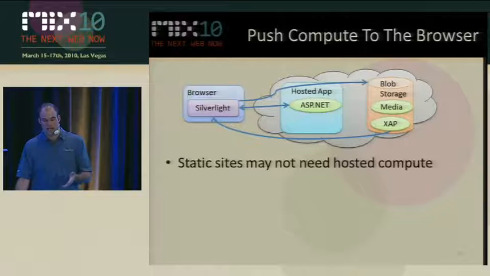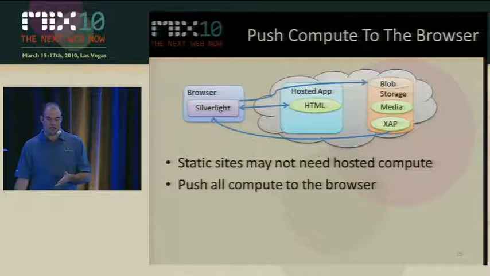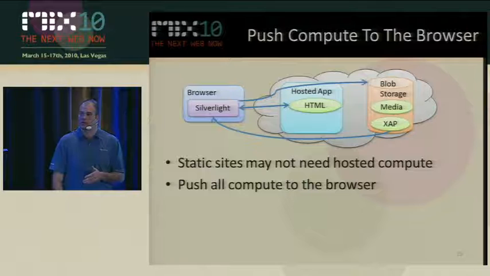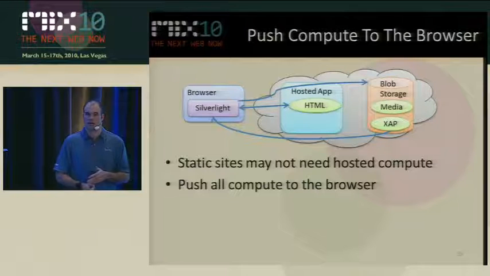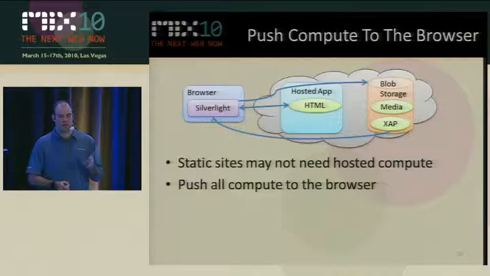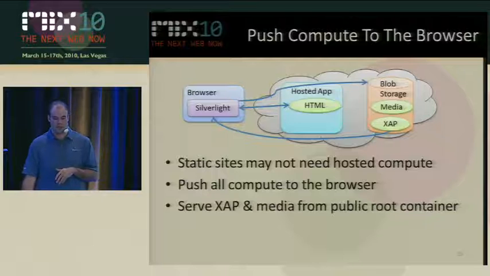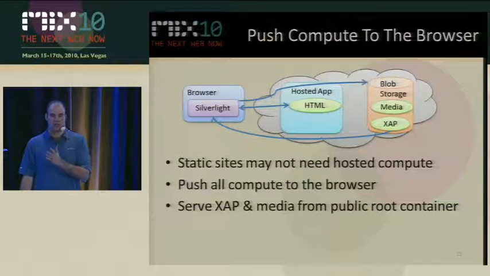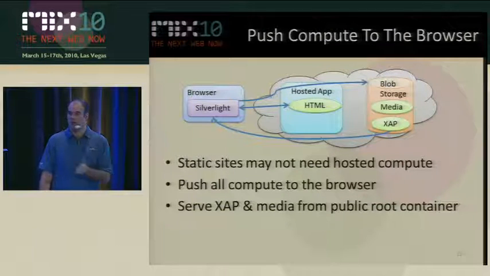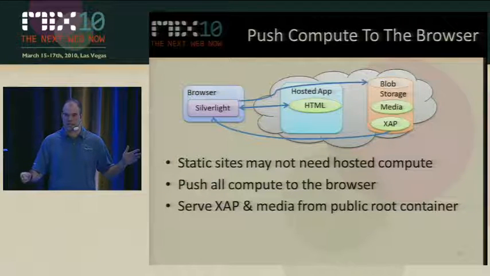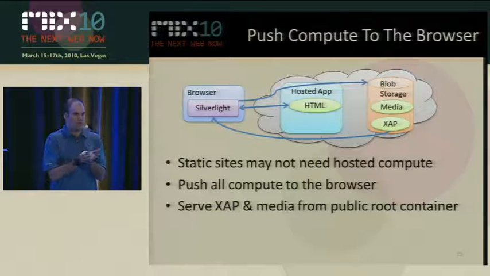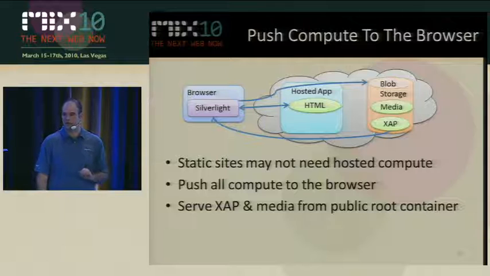So as opposed to having ASP.NET, I might actually just have a really basic HTML page that instantiates Silverlight, and then all of the computation happens on the browser side. And everything gets served from blob storage. And the nice thing about this is blob storage is really highly scalable. So I could have a ton of people pounding my site. My role instances do very little work because they're just serving this static content. And all the computation's happening on the browser side.